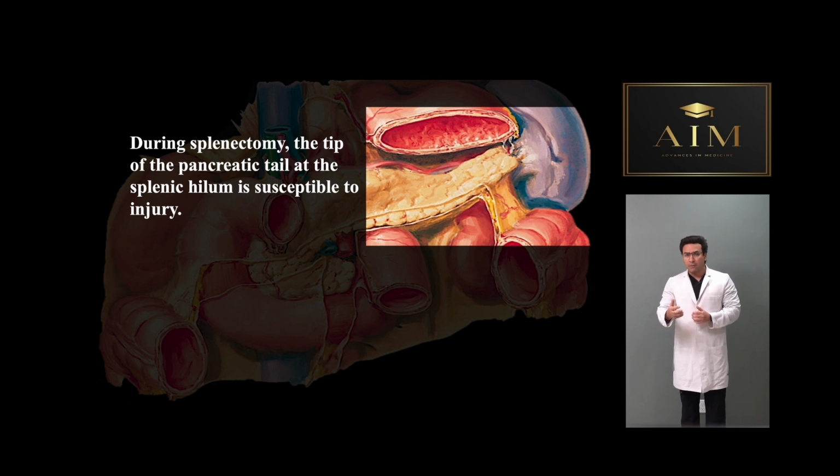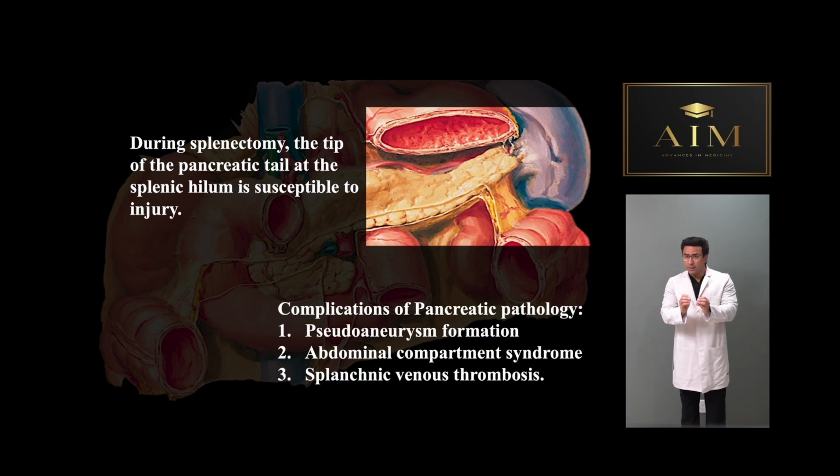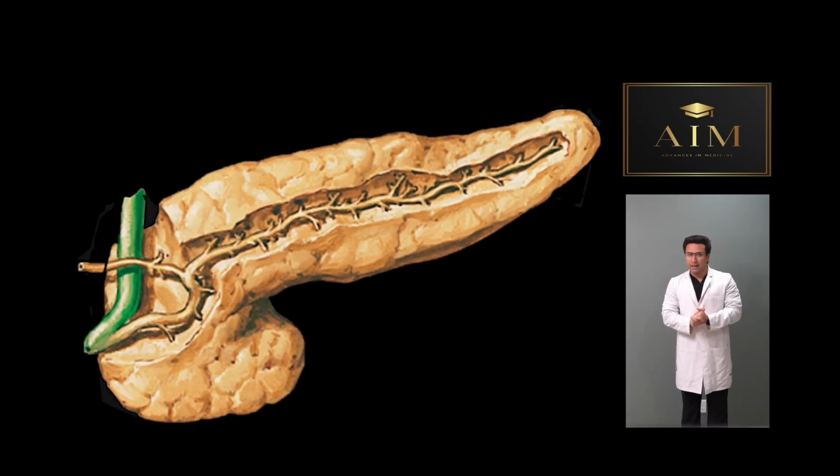Due to the proximity of veins and arteries, inflammation of the pancreas puts the patient at risk of pseudoaneurysm formation, resulting in GI bleeding, abdominal compartment syndrome, and splanchnic venous thrombosis. Now let's understand the pancreatic duct system.